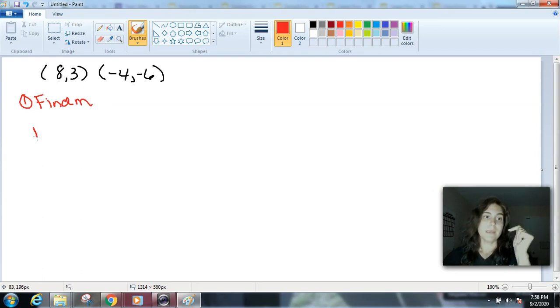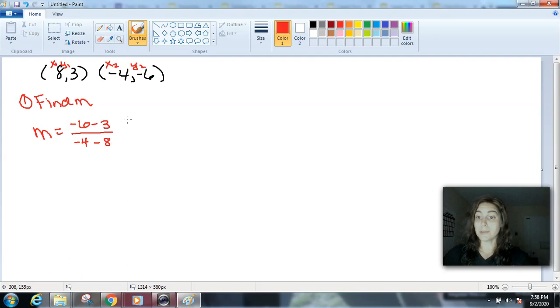It has to happen. So to find my m, I have an x1 and a y1, and an x2 and a y2. I'll keep it in the form that the equation was in: y2 minus y1 over x2 minus x1. Some people might have wanted to do the other way, 3 minus a -6, and then you're adding numbers. Doesn't matter. Everything's going to end up reducing to the same thing. So we get -9 over -12. That reduces to 3/4. Always reduce your fractions.